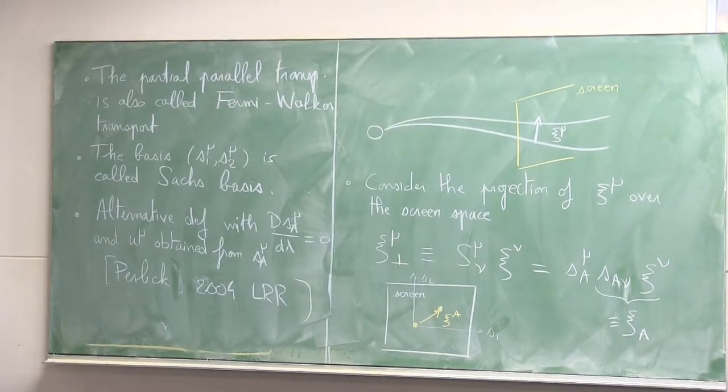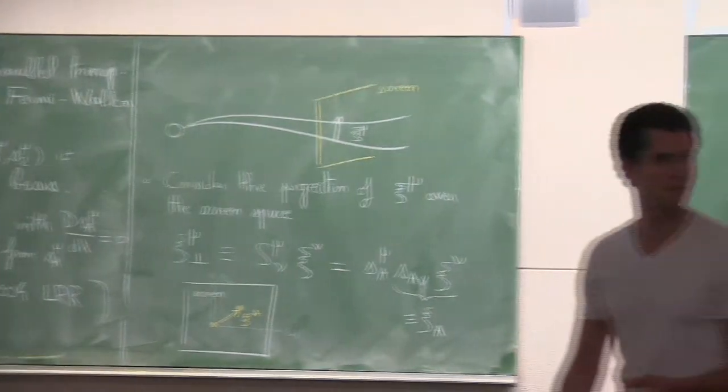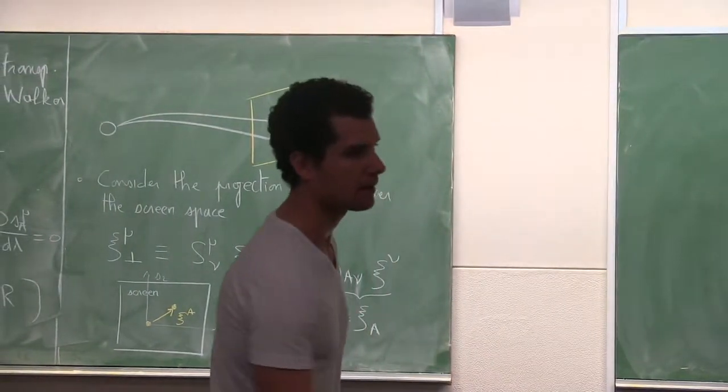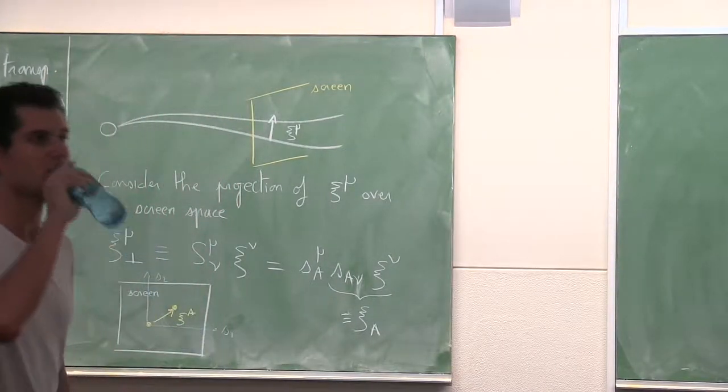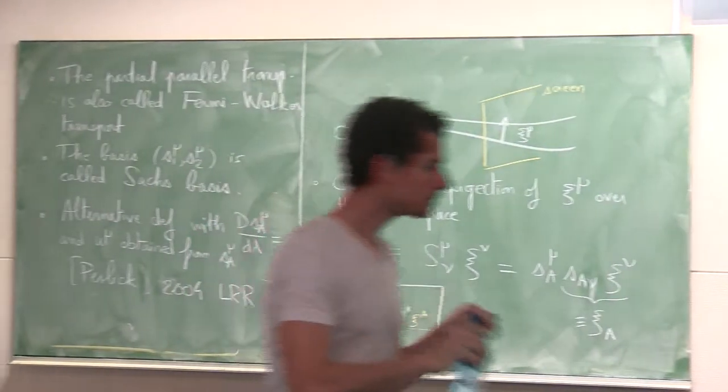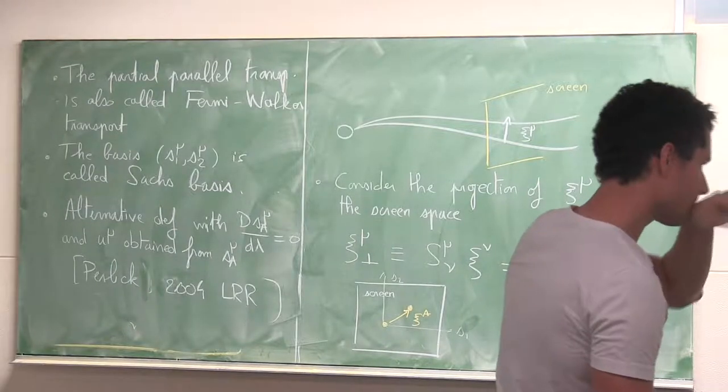If it was the same, the projection would be ψ all the time. You would project ψ on the screen, and it would always be ψ, so its projection. Yeah. In general it can be different. Okay.